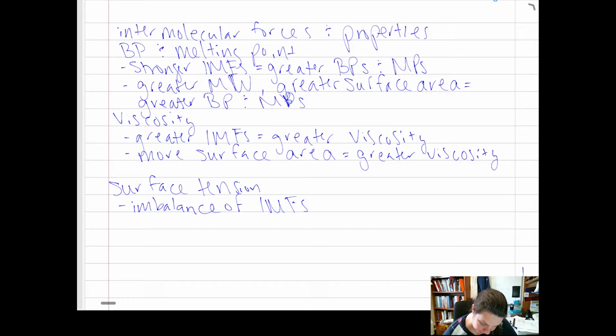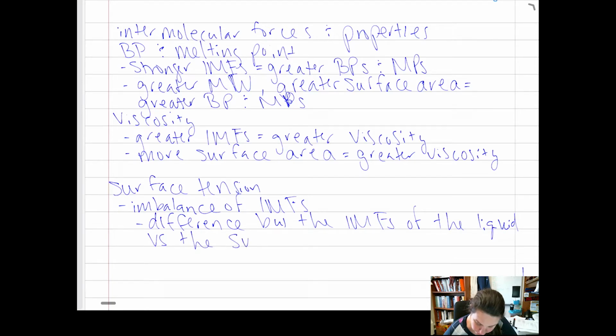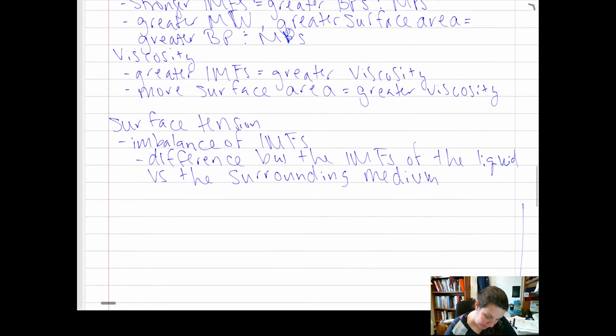So it's going to be the difference between the intermolecular forces of the liquid versus the surrounding medium. In general, that surrounding medium is going to be air. So the more polar your molecule, the less like air it's going to be, so the greater the surface tension is going to be. Then we have capillary action as our last one.